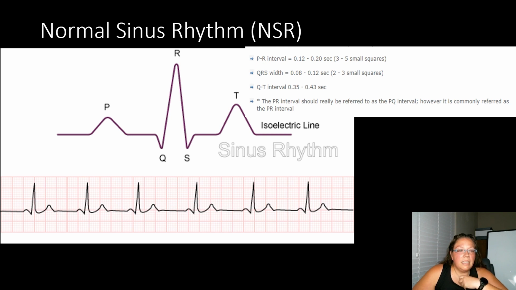This is just to remind us 0.12 to 0.2. If you can't remember ranges like that, just remember your P wave has to be less than 0.2 seconds. Remember, less than 0.2 seconds, and you'll be fine.